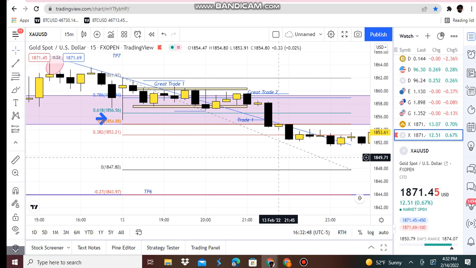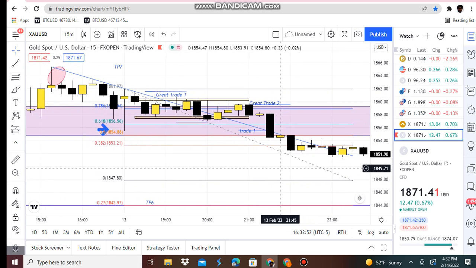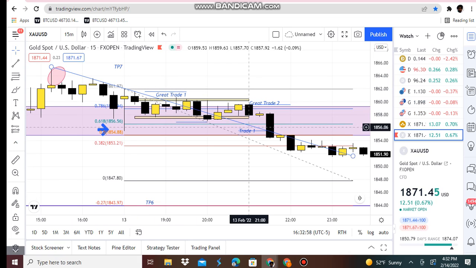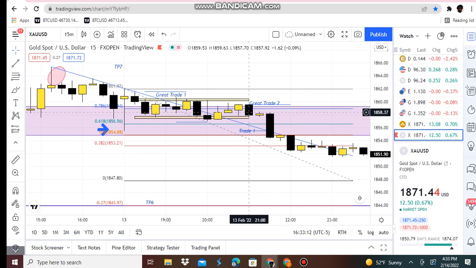And we saw after that, from take profit 7, as sellers got in from 1865, February 11th, all the way to February 13th, we were in a nice downtrend all the way down to 1850, 1851. It stopped right at our 0.382 Fibonacci level. It was consolidating here. You could have gotten great trade 1 and great trade 2, as it was still making lower lows and lower highs.